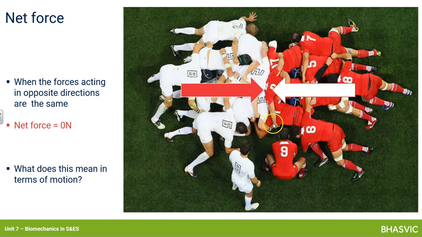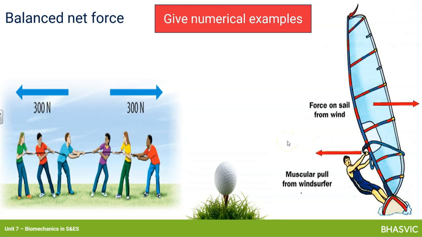Now, this example happens to be a stationary example, but that would also be true if an object was moving. If forces acting on an object that was in motion were equal and opposite, they would maintain constant velocity. So please note that net force applies to stationary objects, or objects that are already in motion. And a net force of 0 means there's no change in motion. So we also call this balanced net force, balanced forces.